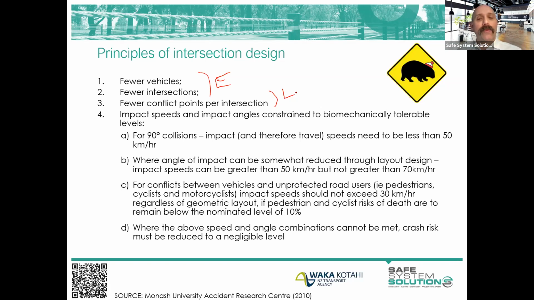But to give us what we term this high alignment with safe system principles, we would want any 90-degree crashes between passenger vehicles to be less than 50 kilometers per hour, which we showed you on that graph as to why 50 kilometers per hour was chosen at that exponential kick-up point. Where angle and speed can be somewhat altered, we can go somewhere between 50 and 70.